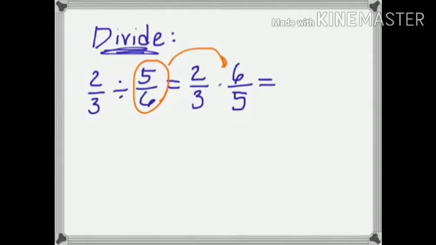And then from there, this is just a multiplication problem. 2 times 6 is 12. 3 times 5 is 15. And if you didn't reduce at this step with the 3 and the 6, you would now need to do that. So 12 can be divided by 3, that gives us 4, and 15 can be divided by 3, and that gives us 5. So your answer is 4/5.